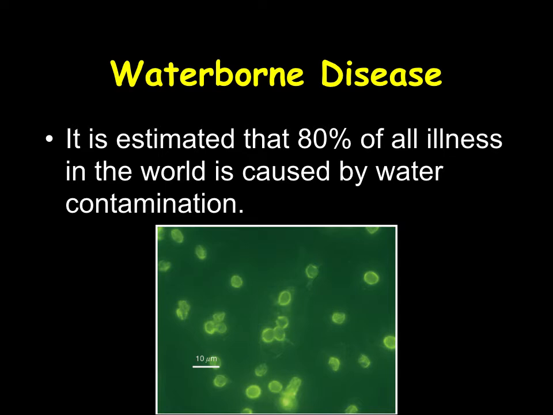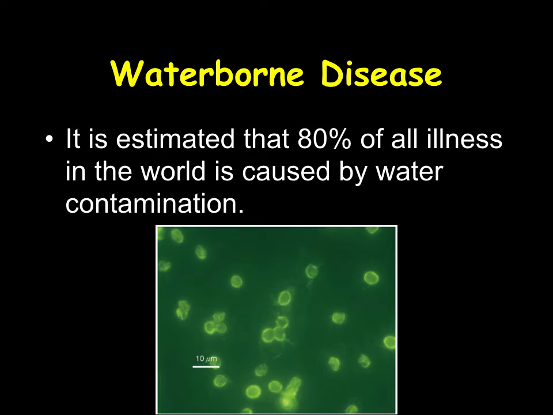That's important because waterborne diseases are a huge problem. It's estimated that about 80% of all the illness in the water is caused by water contamination. The EPA estimates that 30 million people in the United States are threatened by some type of bacterial contamination in water supplies.